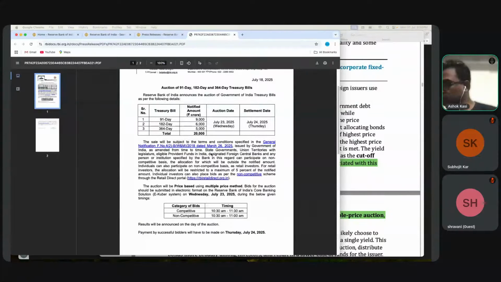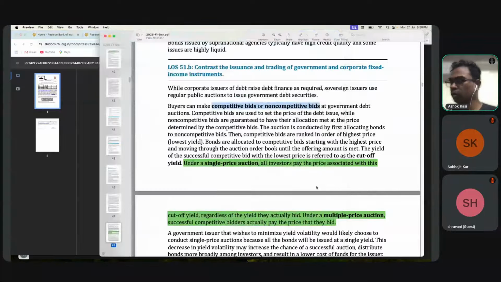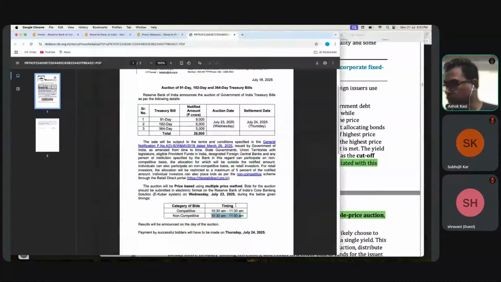So here, competitive and non-competitive. See this one. Non-competitive means quota system, where they will borrow money from the smaller players so that smaller players also can make money. Then single price auction and multiple price auction, that also should be given here. Multiple price method.